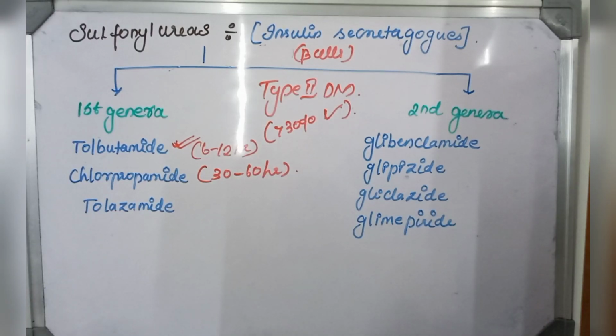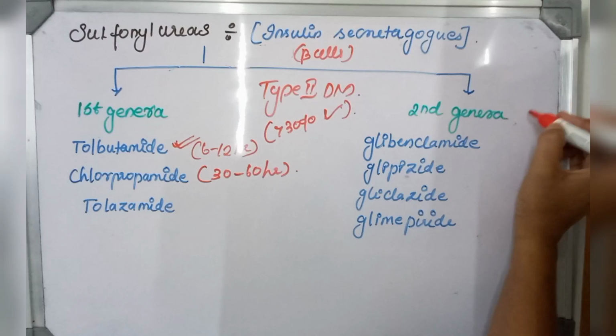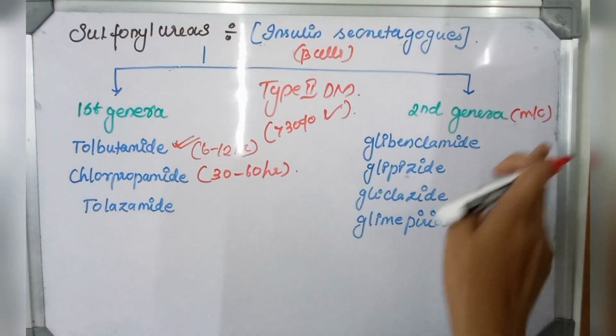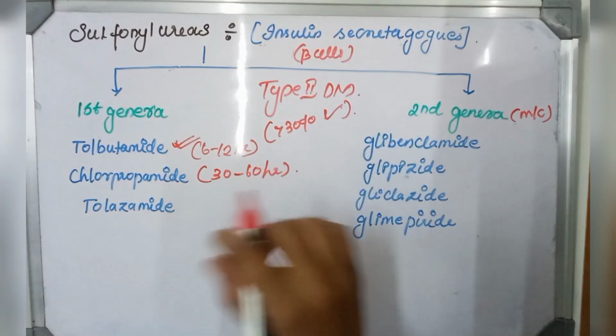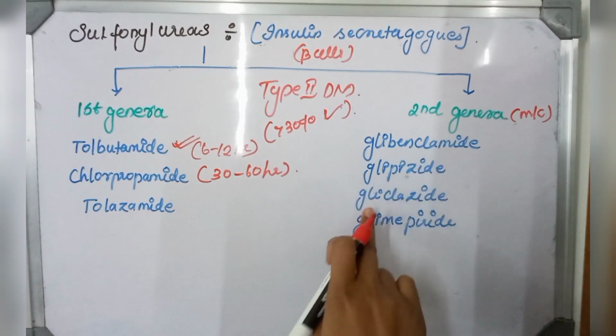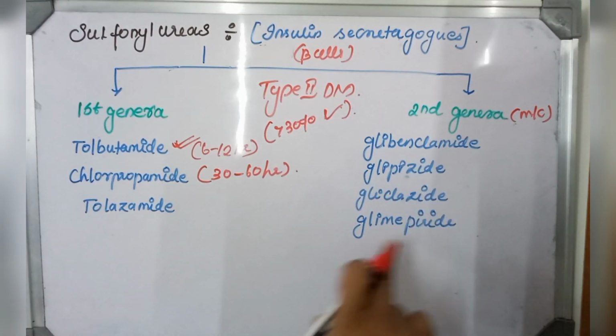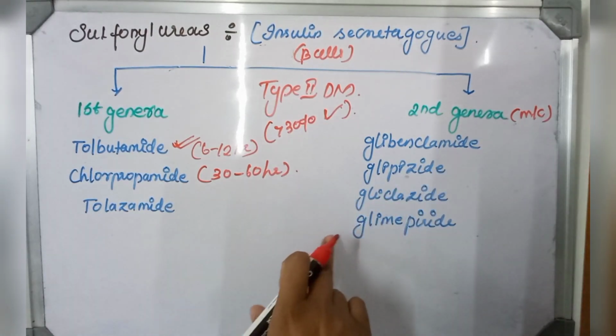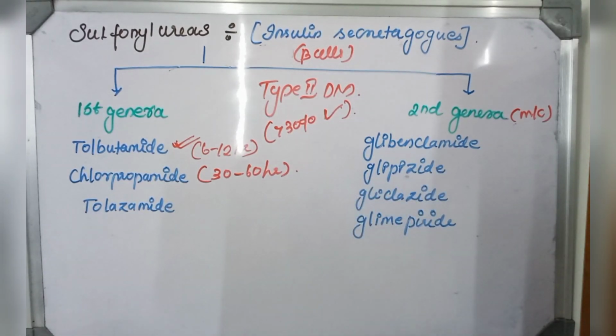Then about the second generation drugs. These are the most commonly used sulfonylureas, which include glibenclamide, glipizide, gliclazide and glimepiride. These are the drugs commonly used now in the market.